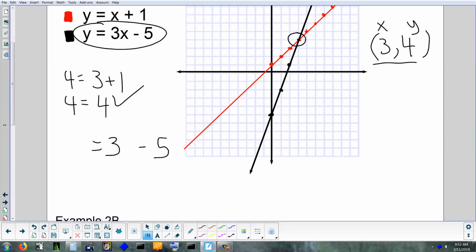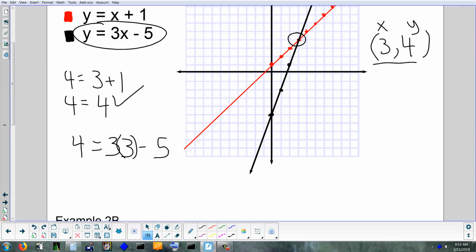I'm going to put numbers. So the first letter was y, right? What's taking the place of y? What number is going to take the place of y? 4. I'm going to put parentheses next to the 3 here. Leave a little bit of space. Because that's where my x goes, right? What's taking the place of x? 3.